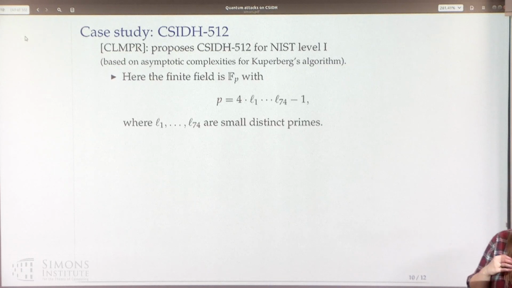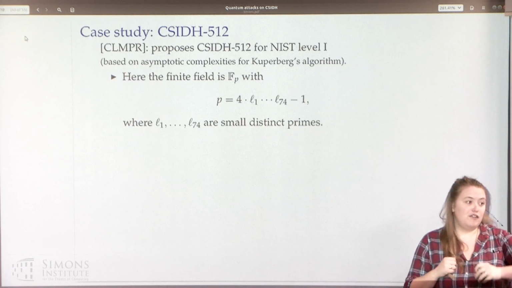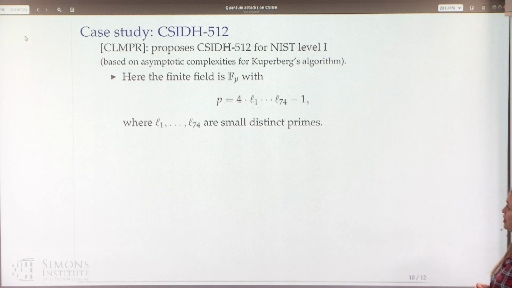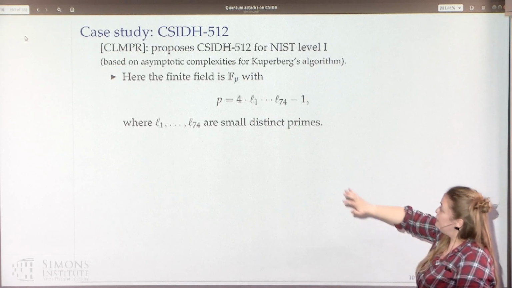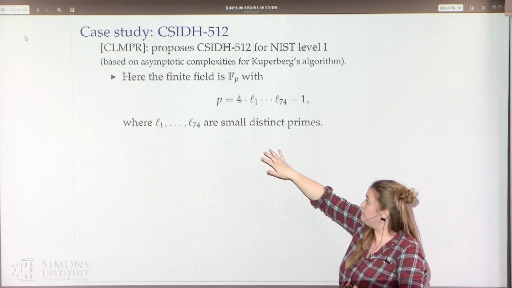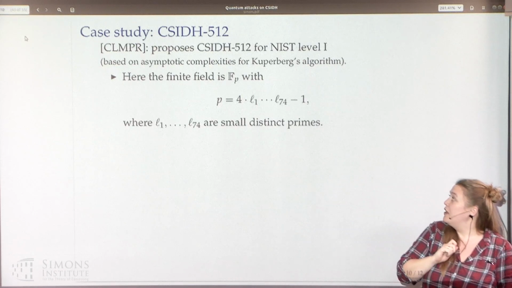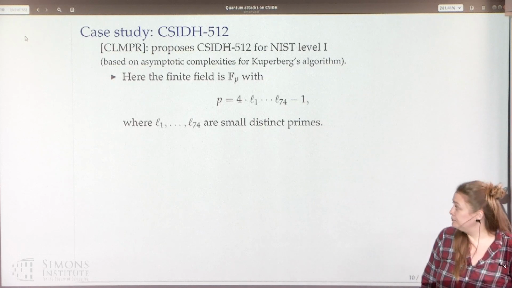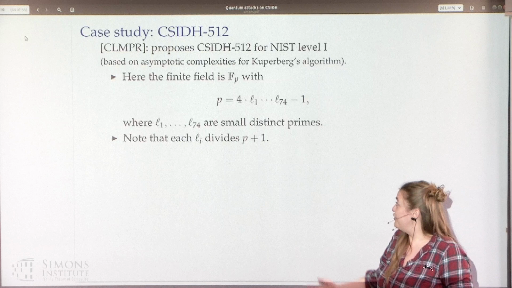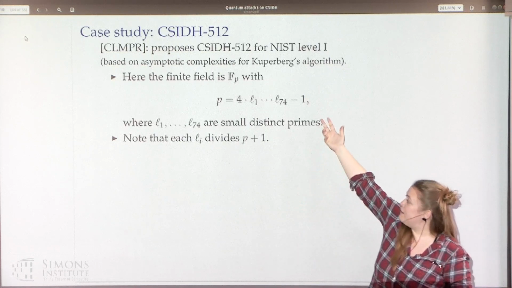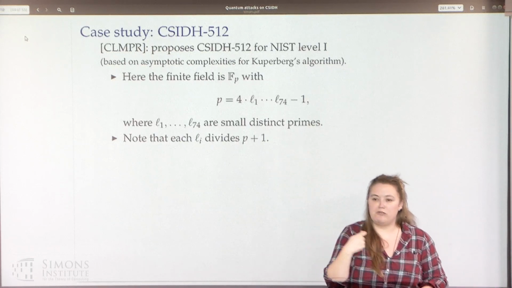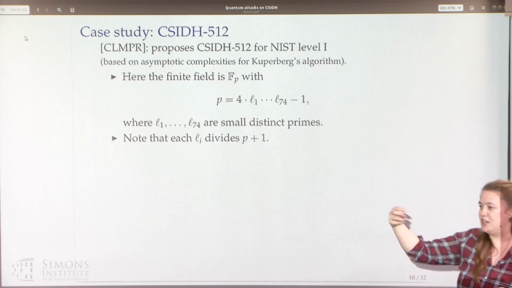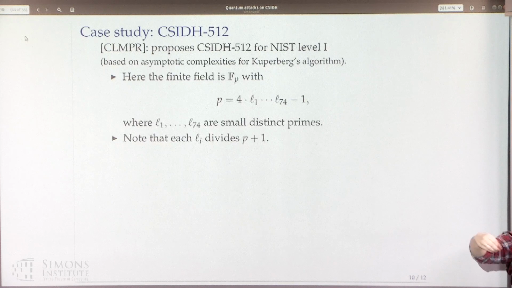What do we get for the algorithm that we looked at? What's the cost for one query in the algorithm that we looked at? So in this example, the finite field is F_p with p of this very special form, where l_74 is the prime 587. The reason we take this special form is so that we have each small prime dividing p+1, which we saw was an important part of being able to compute these rational isogenies.